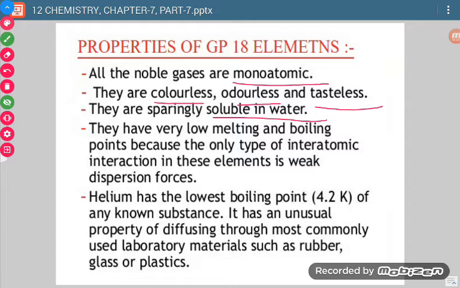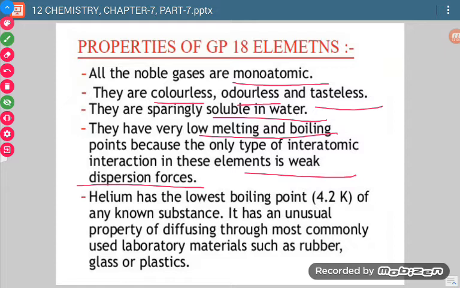Since there are very weak dispersion forces, they have low melting and boiling points. The type of interactions are very weak because of their inert nature. Helium has the lowest boiling point of any known substance.